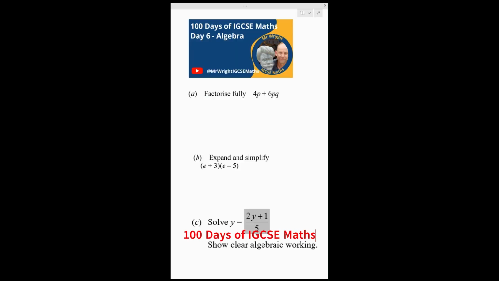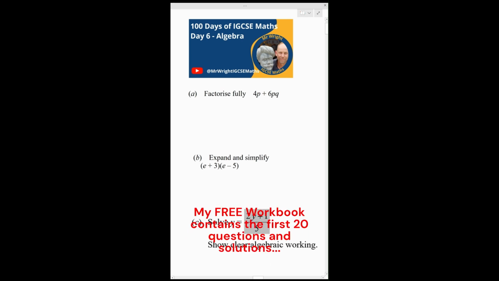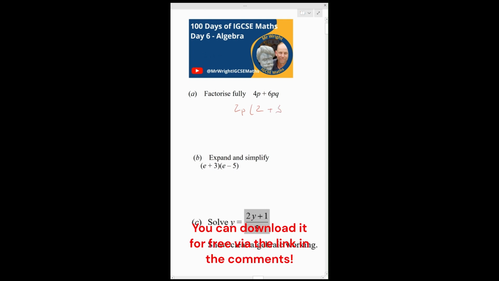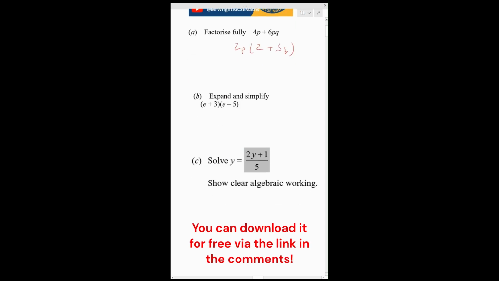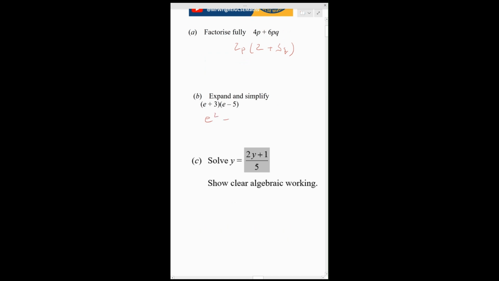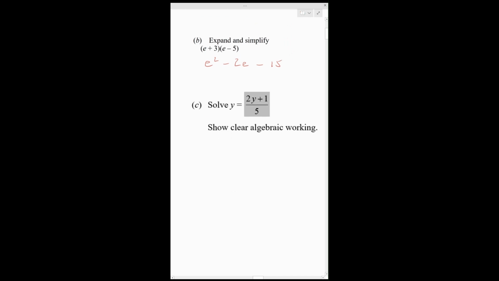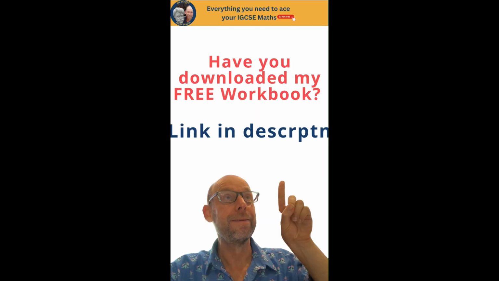Pause now if you want to do the questions before me. Right, factorising this, I'm going to take out 2p, leaves me with 2 plus 3q. Expand and simplify. I'm going to have e squared minus 2e minus 15. Solve for y. Multiply both sides by 5. Subtract 2y from both sides. And divide both sides by 3.